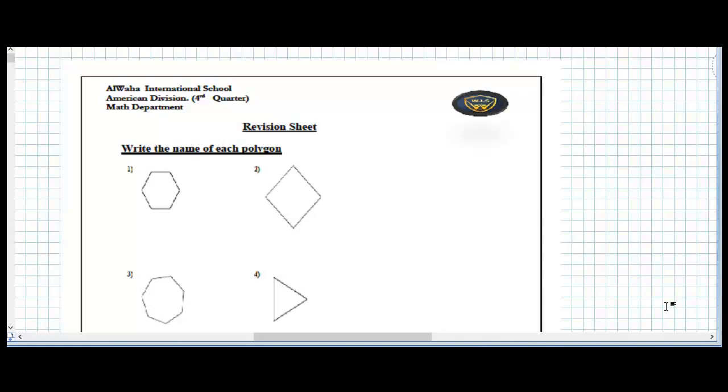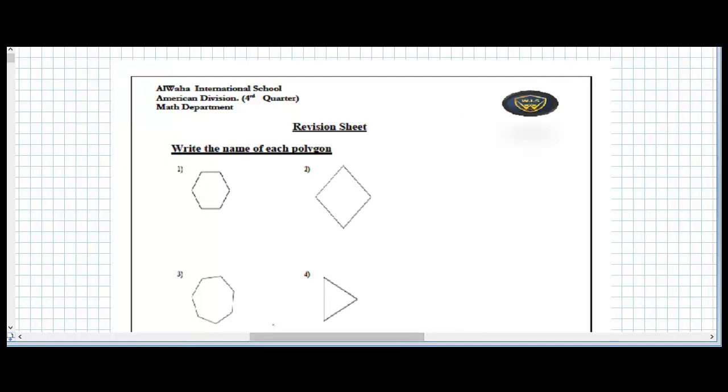Grade 4. This is Miss Asma, your math teacher. Today we are going to solve our revision sheet. I cut the revision sheet into parts, so each part I will explain first and then we will solve the sheet. Let's start. Our first part here, we are going to talk about polygons.